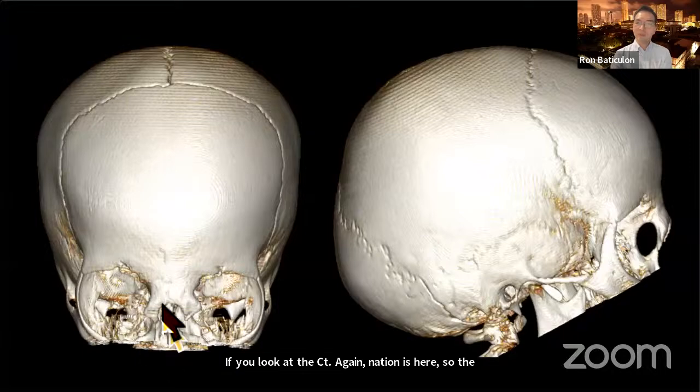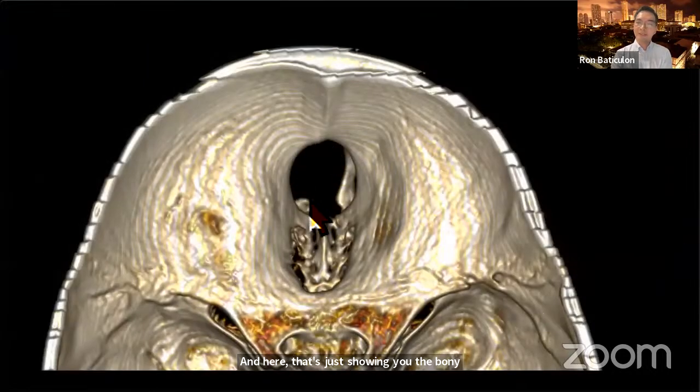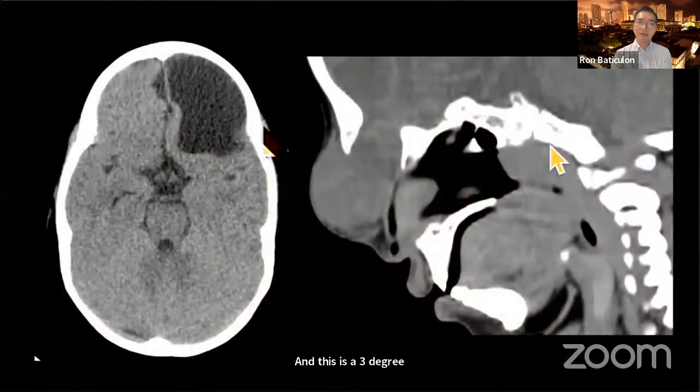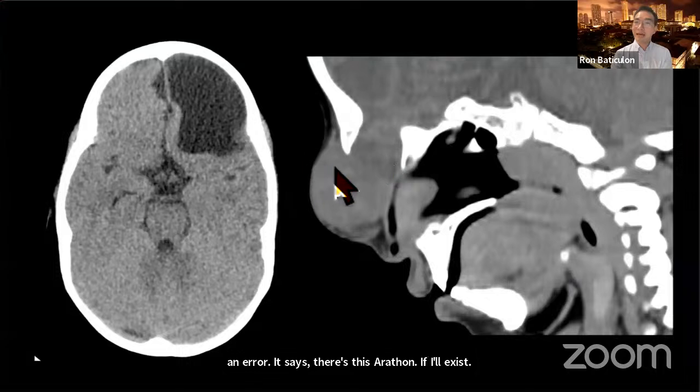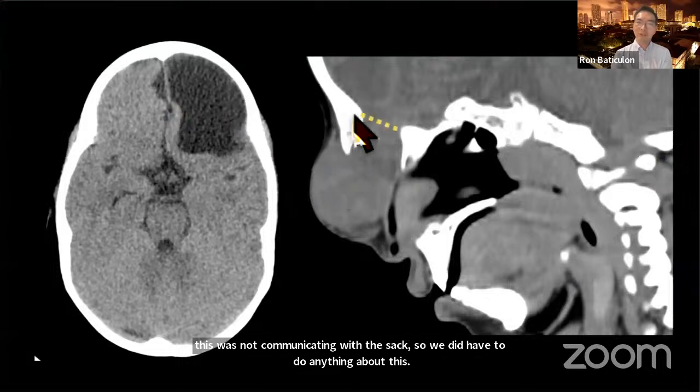And here, that's just showing you the bony defect. The nasion is above. And this is a 3D reconstruction looking from above. This is your crista galli right there. There's an arachnoid cyst or parencephalic cyst, but this was not communicating with the sac, so we didn't have to do anything about this. This is what you need to bridge.